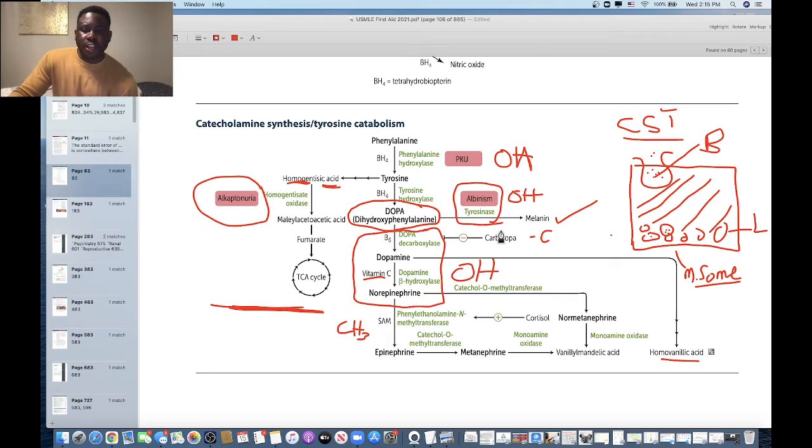Okay, now let me just chip in this, because I told you the USMLE always wants you to differentiate things. They don't want you to just know things in isolation. We also have another condition that you want to differentiate from Chediak-Higashi: Chediak-Higashi versus Wiskott-Aldrich syndrome. Okay, you want to differentiate the two.